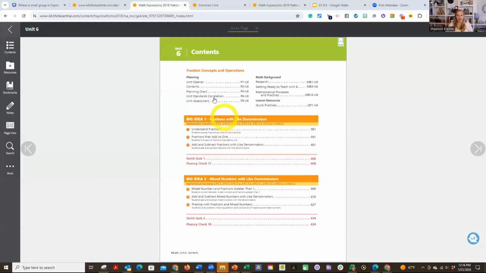So let's dive in. I'm in unit 6. If I look here, I can see that I'm going to get 3 lessons to work on fractions with like denominators. So that's my goal right now. I know that's what I'm going to have. Can they build it? Can they draw it? Can they write it?